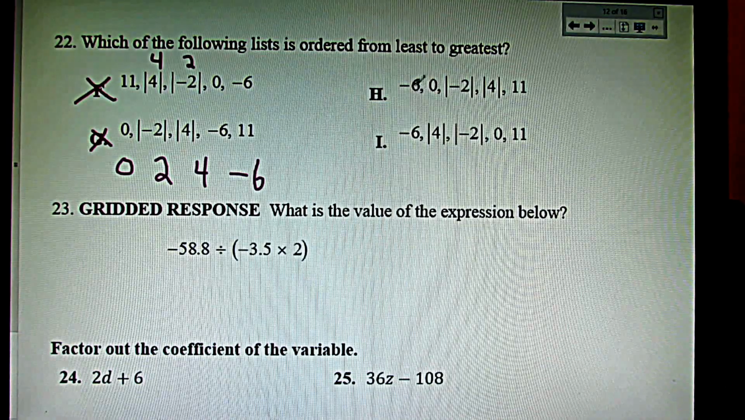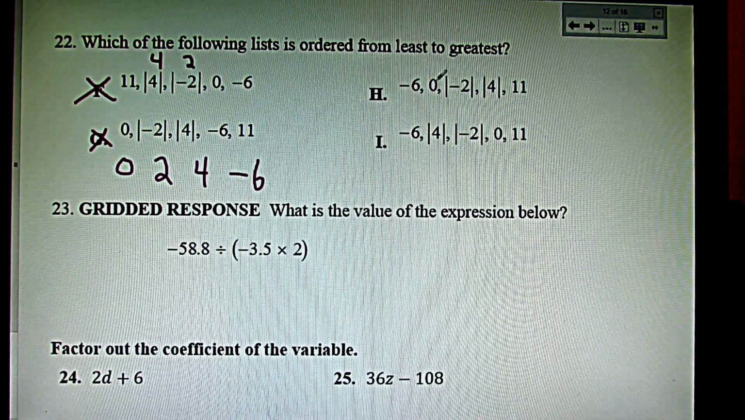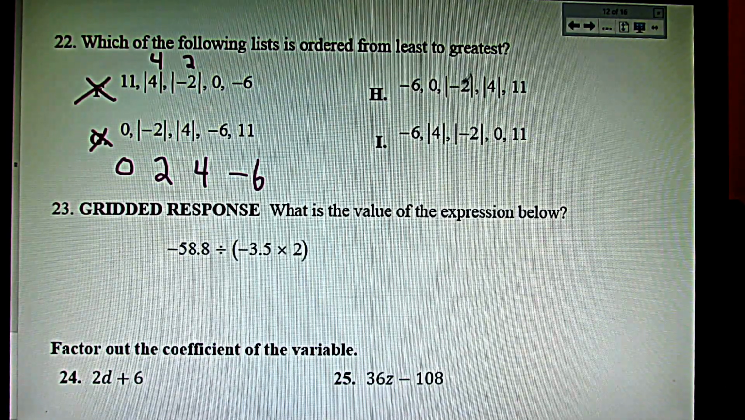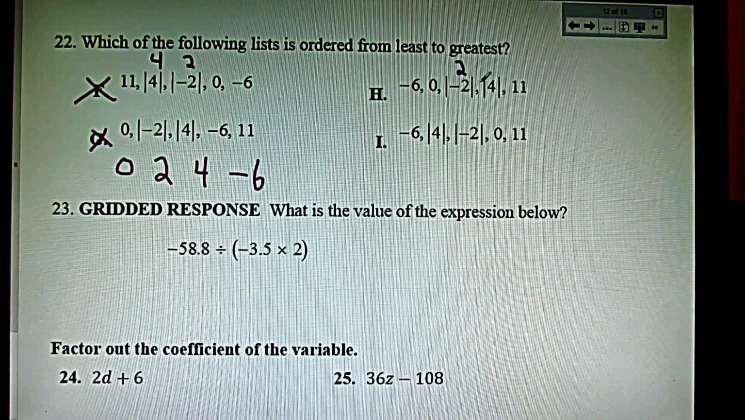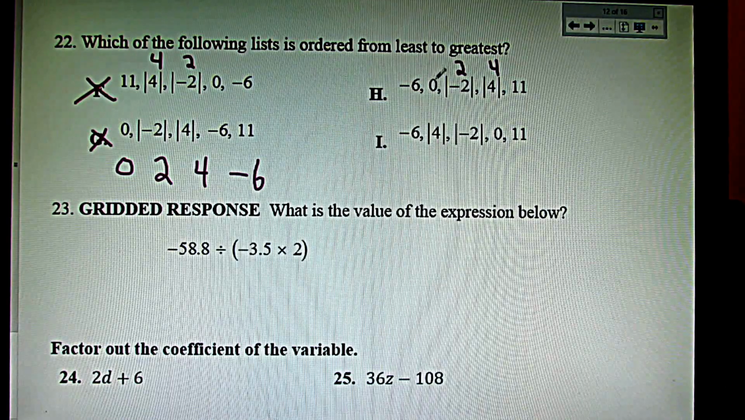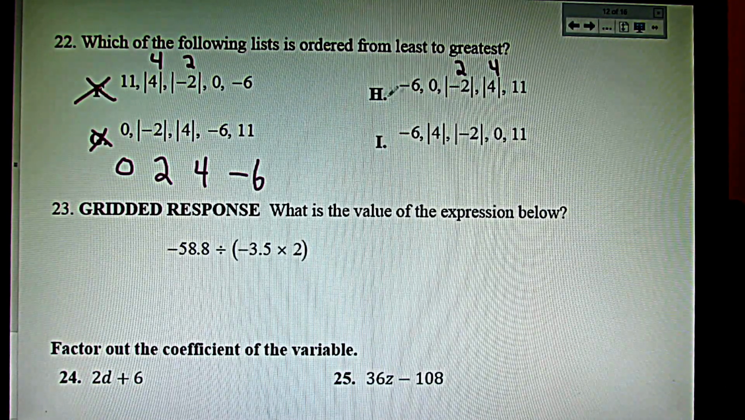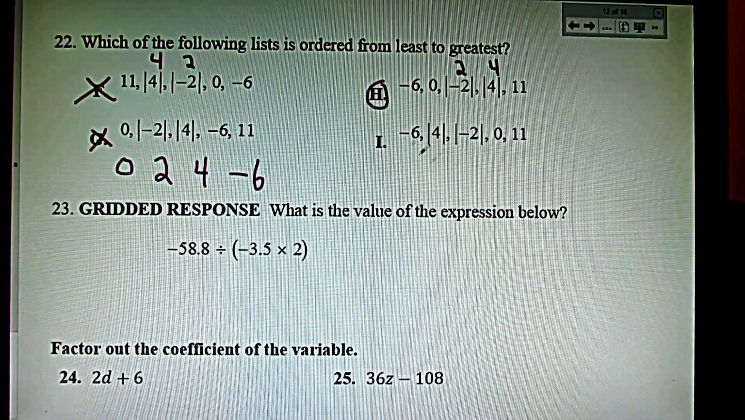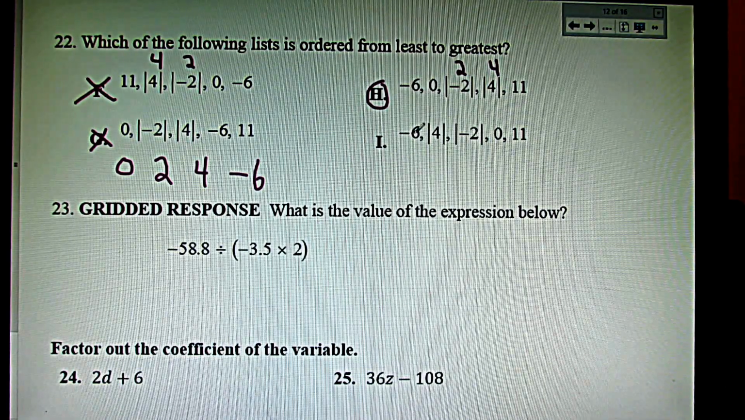Alright, up to H. Negative 6, that stays the same. 0, that stays the same. Absolute value of negative 2, that's 2. Absolute value of 4, that's 4. And 11. So negative 6, 0, 2, 4, 11. Those are in order from least to greatest. Done.